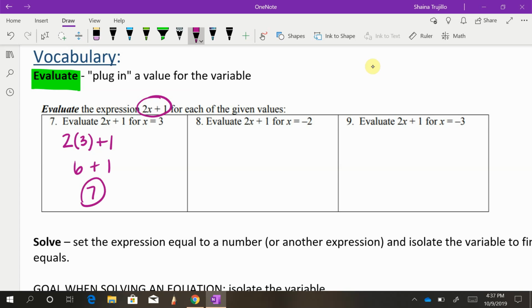Now I'm going to show you how to do number 8. We're going to walk through it together again. So we're using the same expression, but instead of x, I'm going to plug in a -2. Ta-da! Now I want you to try to do number 9 on your own. If you want to pause the video, go ahead and pause now so that you can work on it.